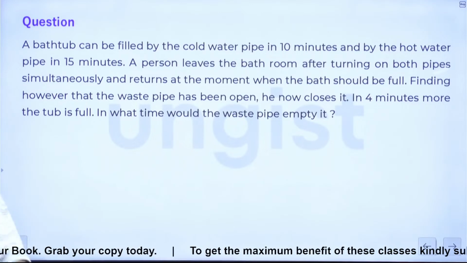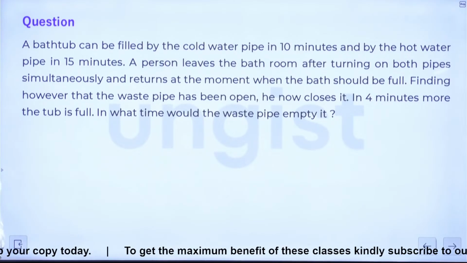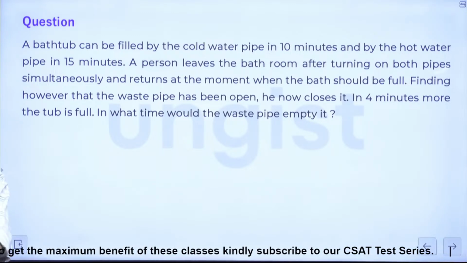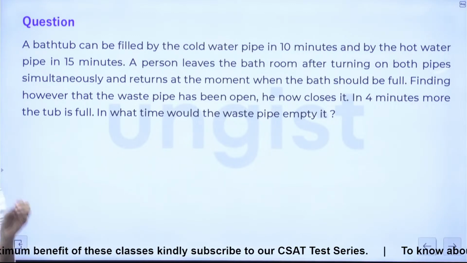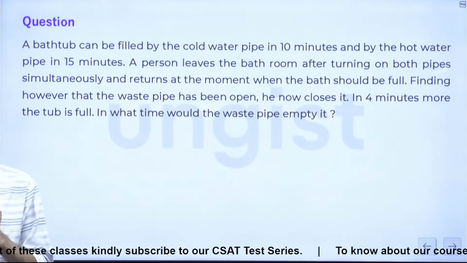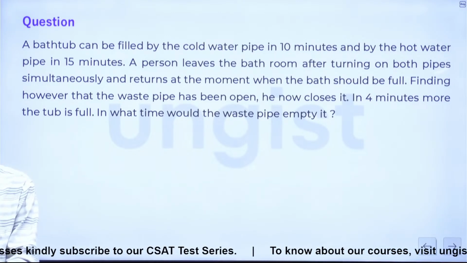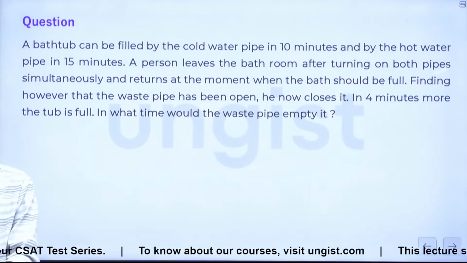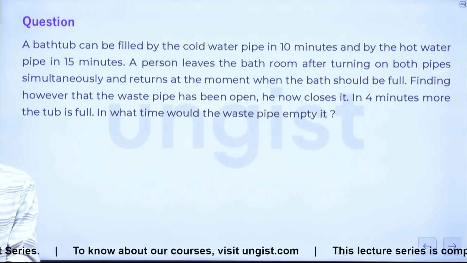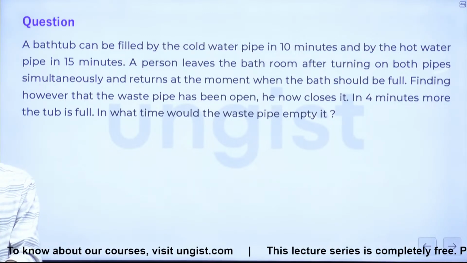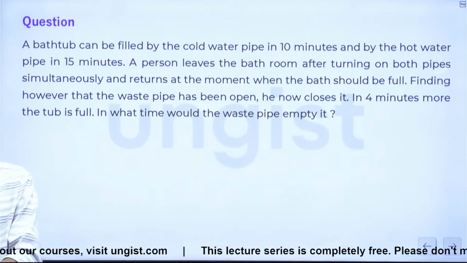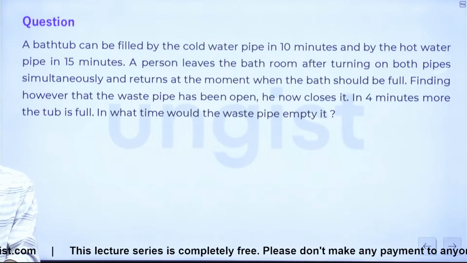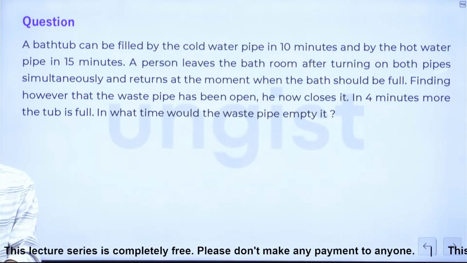Let's read the question. Question is saying a bathtub can be filled by a cold water pipe in 10 minutes and by a hot water pipe in 15 minutes. There are two taps A and B. A can fill the tank in 10 minutes and B can fill the tank in 15 minutes. A person leaves the bathroom after turning both the pipes on and comes back at the moment when the tub should be full. However, the waste pipe is also open, so he now closes it, and as soon as he closes it, in the next 4 minutes the tub is full. The question is, in what time would the waste pipe empty it alone?